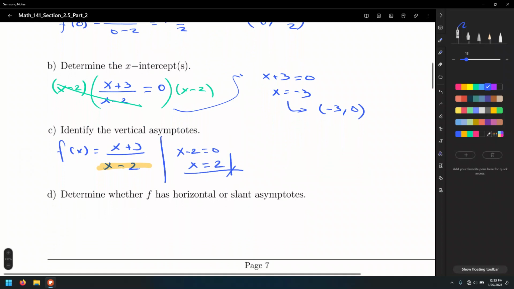Now let's determine whether f has a horizontal or a slant asymptote. So now what about the horizontal asymptote? Let's go back to the leading coefficients, and what do we get in this case? Let's put n and m together and determine whether n and m are equal, or less than, or greater than. Number one, they're equal. And what do we do when they're equal? Any ideas?